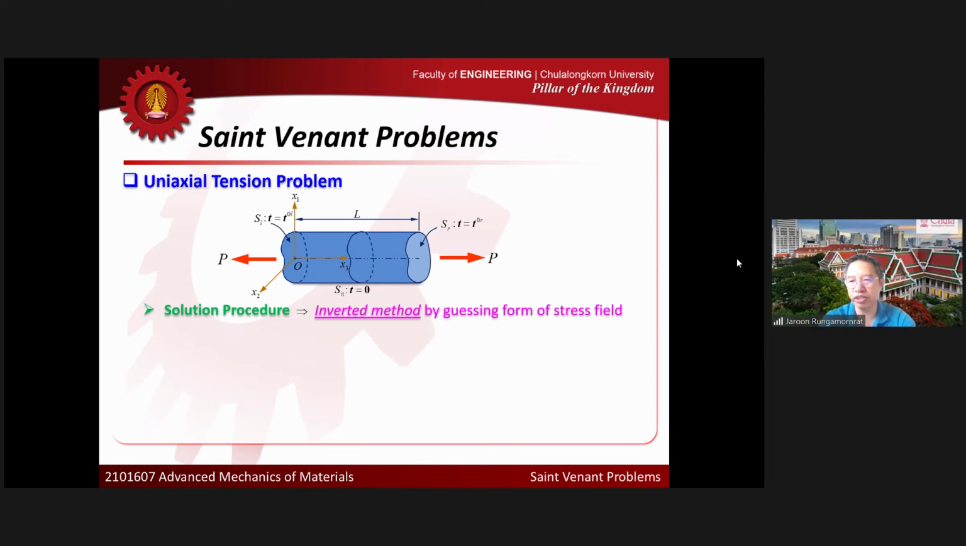There's only normal stress in the x3 direction. Sigma 1,1 and sigma 2,2 should be 0, right? And sigma 1,2, sigma 2,3, sigma 1,3 should be 0. So we have only sigma 3,3 here, right? That is based on the knowledge from the strength of materials class.